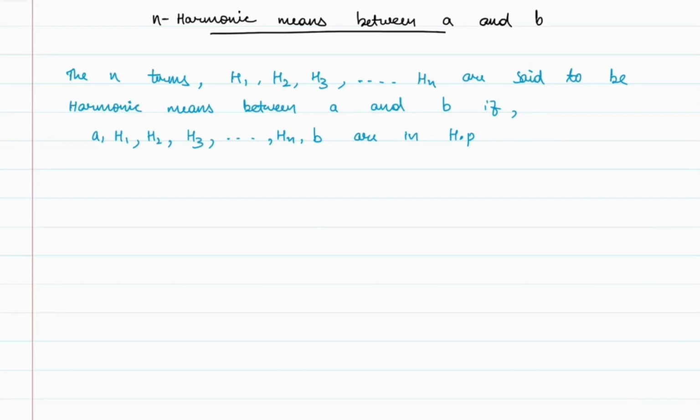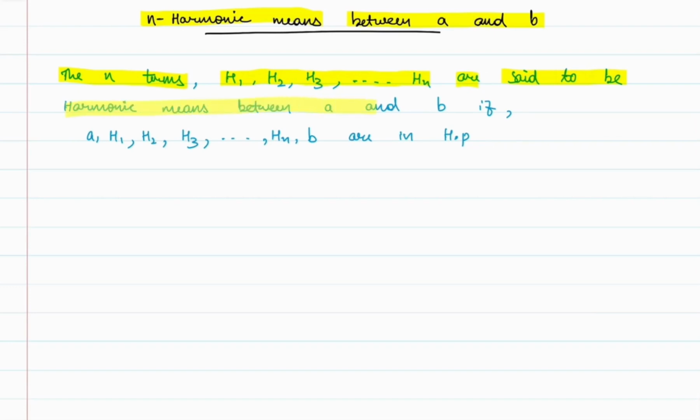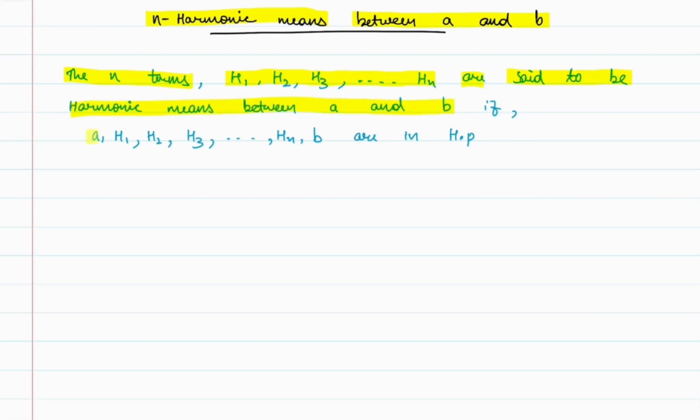Hello students, in the previous video we discussed the harmonic mean between two given numbers, and in this video we are going to discuss n harmonic means between two given numbers a and b. If the n terms h1, h2, h3, and so on up to hn are said to be the harmonic means between a and b, then the sequence a, h1, h2, h3, and so on up to hn, b should be in HP.